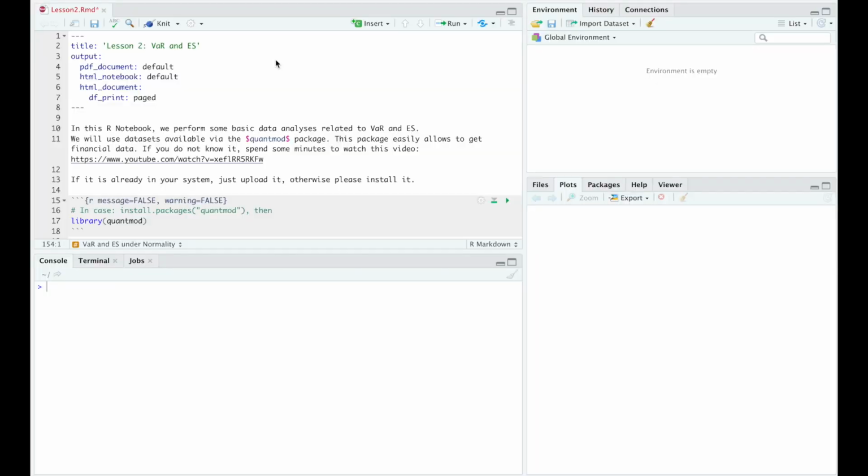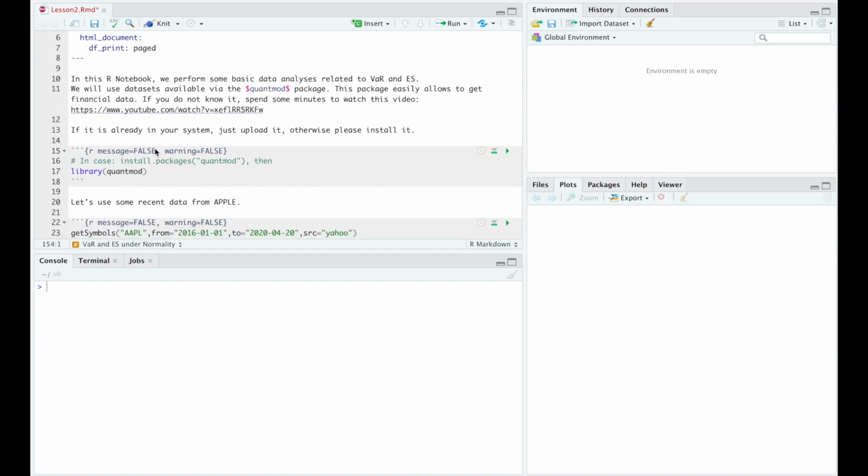Okay, this is the RStudio notebook that I'm sharing with you. So in the course materials, you find the notebook and you can replicate all the things that I'm doing here. So as I told you, in this notebook, we will start using the quantmod library that allows us to download a lot of financial data. And so if the library is not already installed in your system, please do that. After that, we can just invoke the library, so library quantmod.